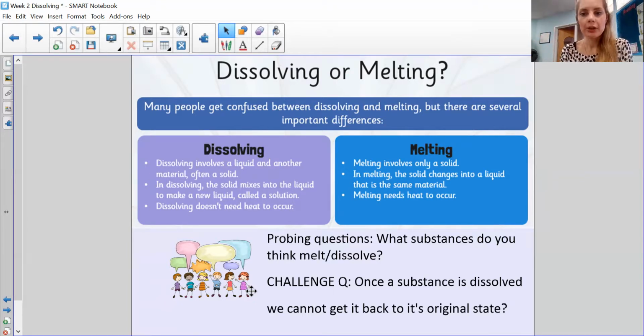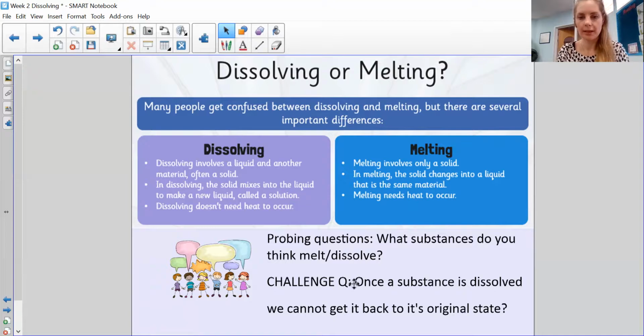Okay, right. Can you think of substances that you think can melt or dissolve? Have a think about those. And once a substance is dissolved, can we get it back to its original state? Do you think that's true or false? Once a substance is dissolved, we cannot get it back to its original state. Do you think that is true or false?